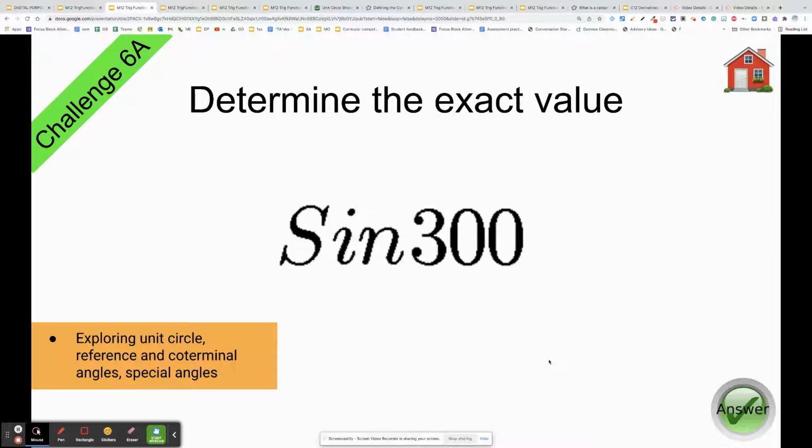And determine, okay, so now let's get into this. This is going to be a little bit more tricky. Determine the exact value of sine 300. So in order to play with this, you need to figure out what the reference angle for this is. You need to know which quadrant you're in and which special triangle to use. So good luck here. Pause the video, give it your best go, and then let's check in.